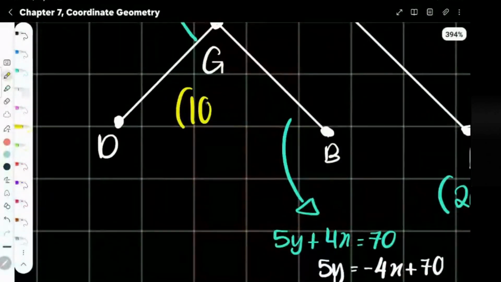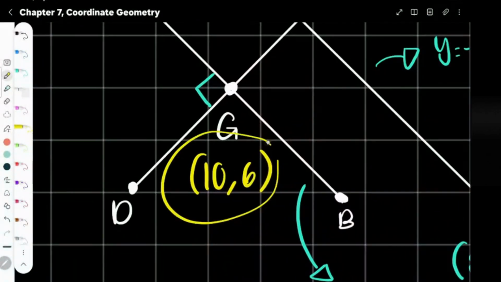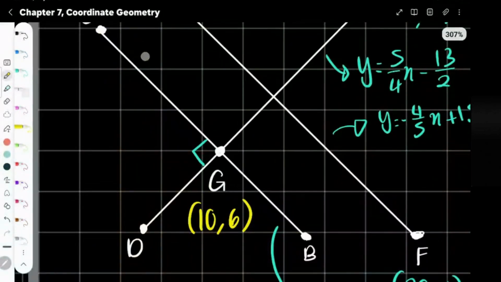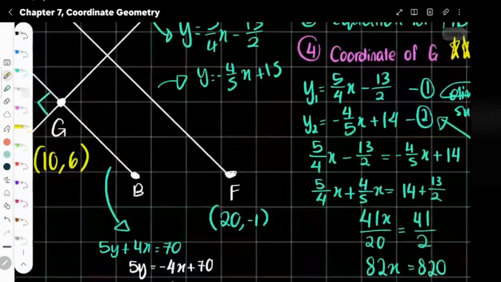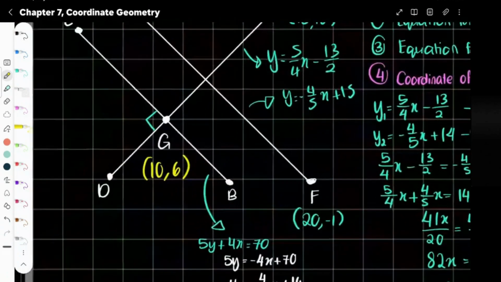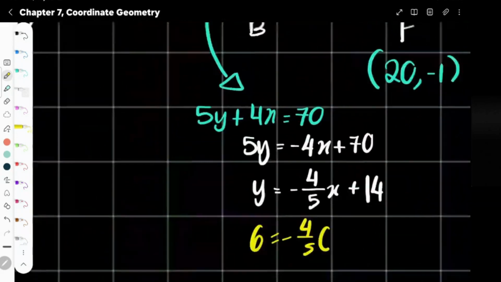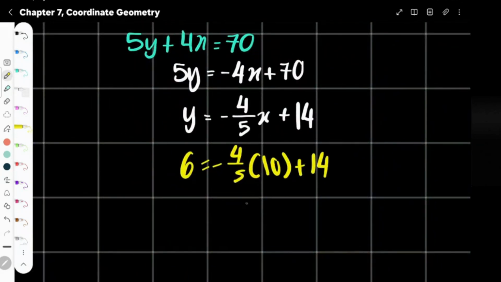10, 6. If you were to apply this coordinate to the y equals mx plus c for both of these equations, you should get the same answer based on my knowledge. So let's apply 10, 6 here. This will be 6, negative 4 over 5 times 10 plus 14. So negative 4 over 5, plus 14. I'm not sure whether I'm correct or not. So you should get 6 is equal to 6. That means the first equation works.